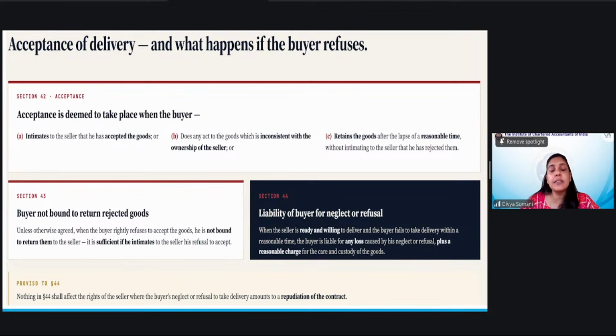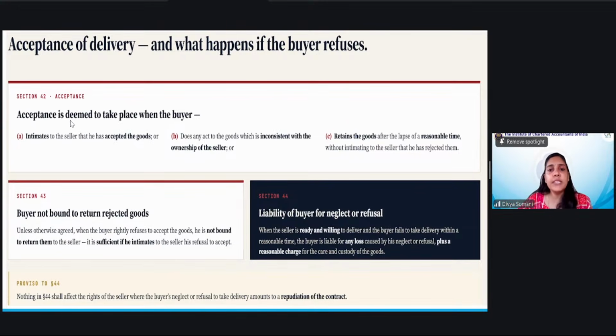So there are circumstances when there is a case of deemed acceptance. It will be deemed that acceptance of delivery has taken place, but how and when? Acceptance is deemed to take place when the buyer does any of the three things. So any of the three things will ultimately be an example of deemed delivery. This is contained in section 42.